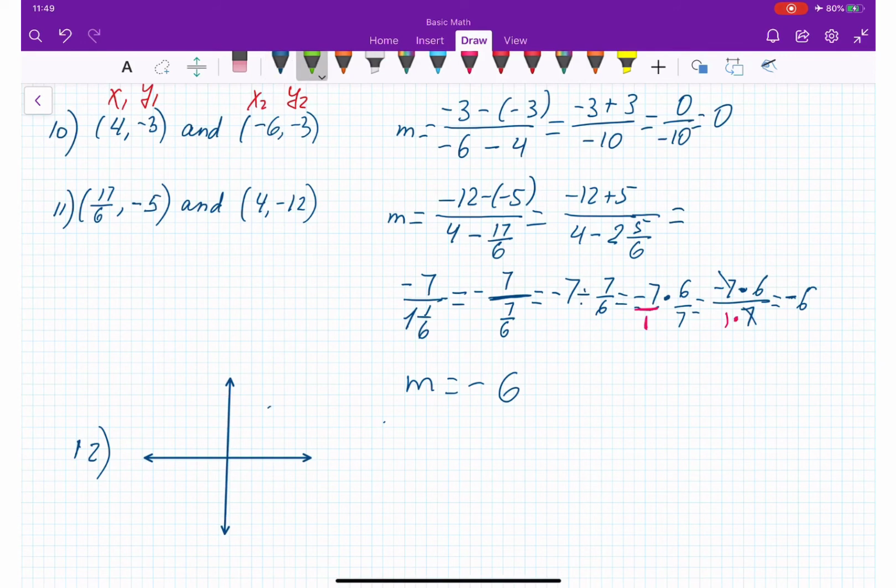So here is the graph. So what do you think? Is this positive or negative? Of course it is negative. The slope is negative because the graph is going down, right? Decreasing. Slope is negative.